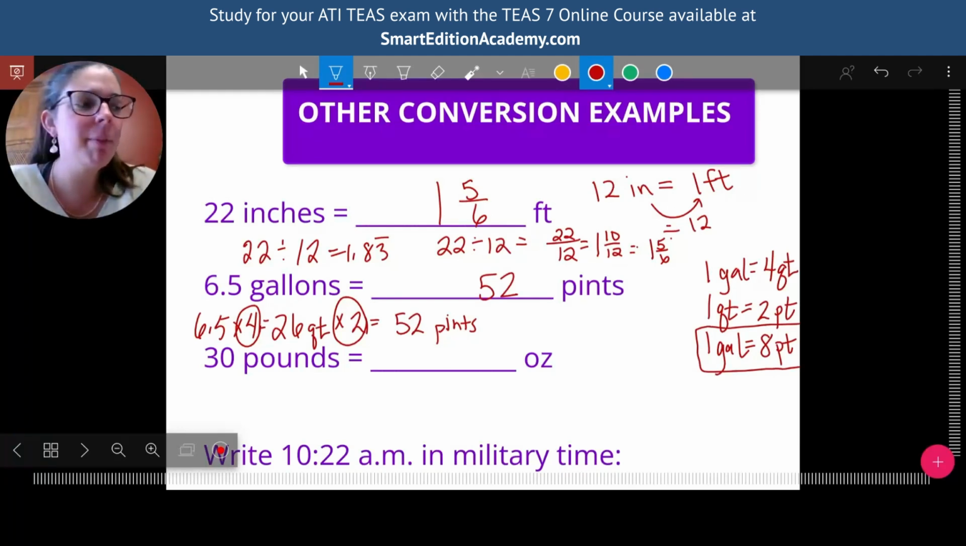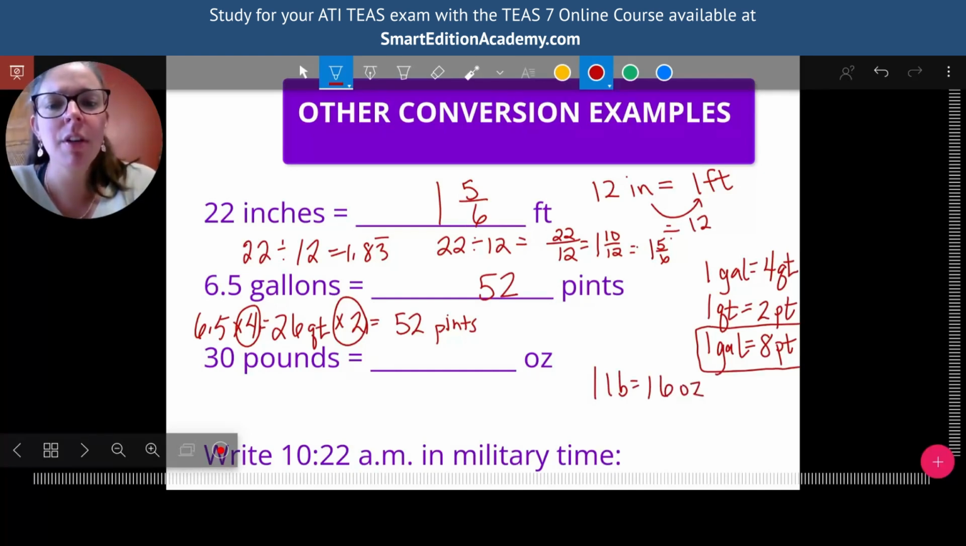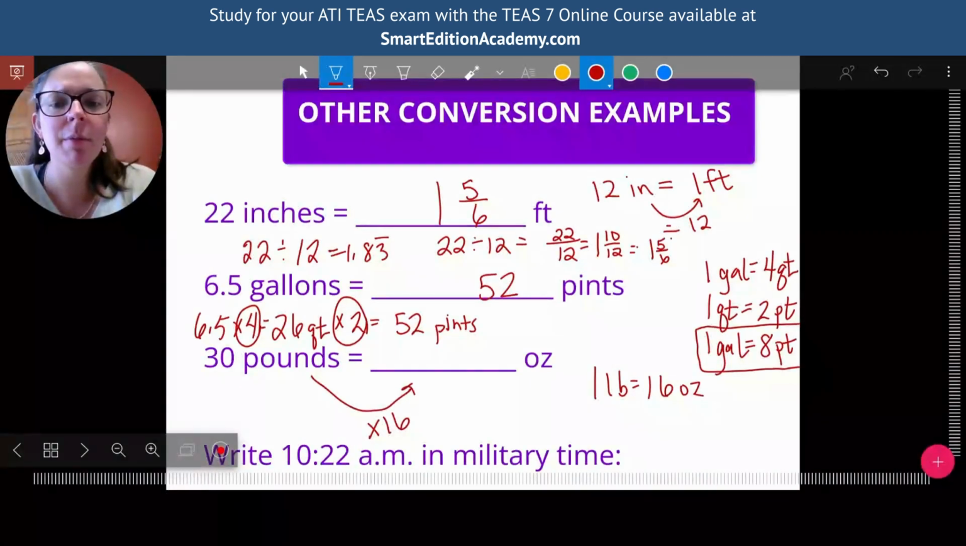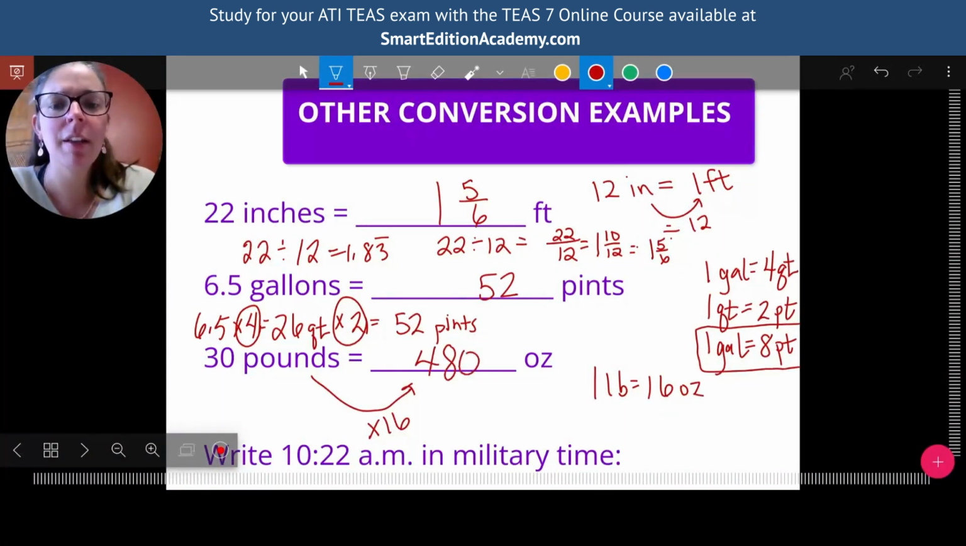All right, let's take 30 pounds and turn it into ounces. Well, I know that 1 pound is equal to 16 ounces. So I'm going to multiply by 16. 30 times 16 would give me 480 ounces. So again, using the conversions that I have memorized and knowing how to apply them to get my solution.